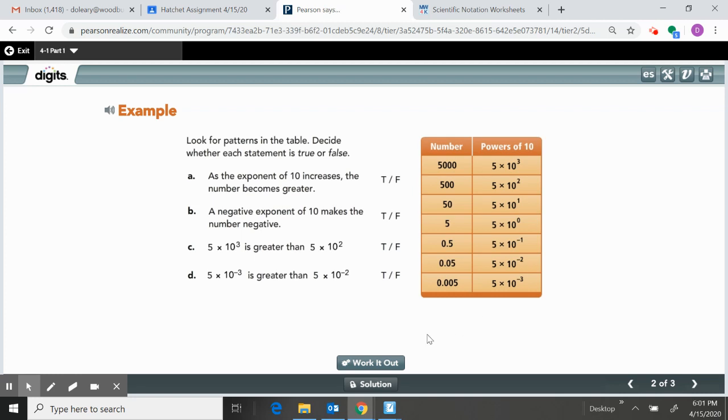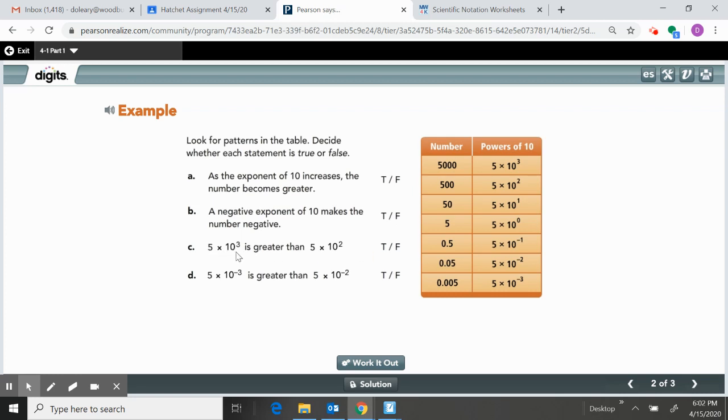Hopefully you had time to look and think of those answers. I know I went kind of quickly, but let's look back at those again. As the exponent of 10 increases or gets bigger, the number becomes greater. So as the exponent increases, does the number become greater? Hopefully you would say yes, that's true, because it is true. 50, then we go to 500, which is greater than 5,000, which is even greater than that. A negative exponent of 10 makes the number negative. So here are our negative exponents, here are our answers. Are those answers negative? No, they are not. So we would have to say that is false.